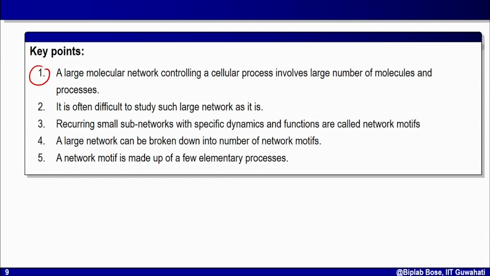So if you want to start modeling a large molecular network, suppose controlling sporulation of something, it may involve hundreds of molecules. But first break it down into elementary processes and try to find network motifs. First create models for these network motifs based on the elementary processes and then connect them together to create a large model for the whole process.